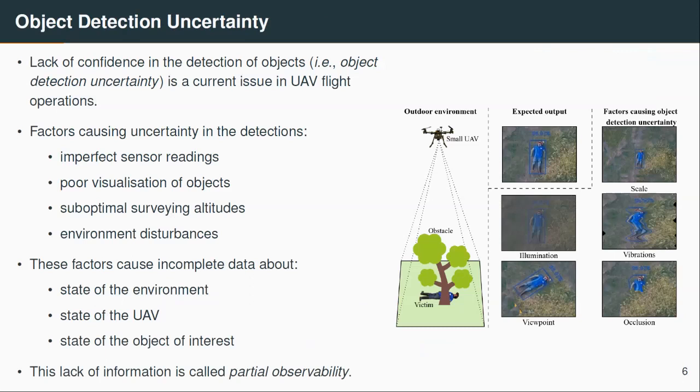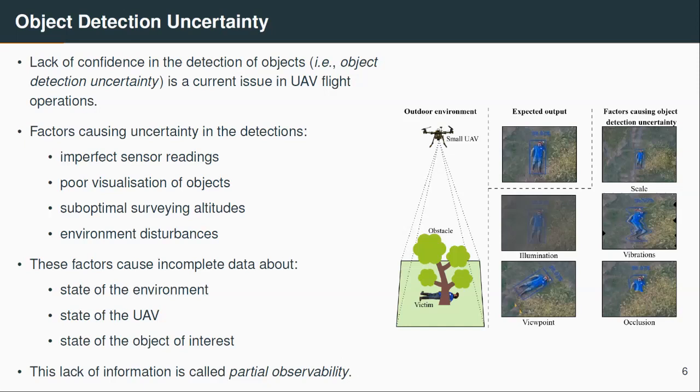Some of the factors that cause this lack of confidence can be variations in scale, illumination, variations in the viewpoint or occlusion, and also vibrations from the UAV frame that can be caused by the limitations of the UAV hardware or by external disturbances.